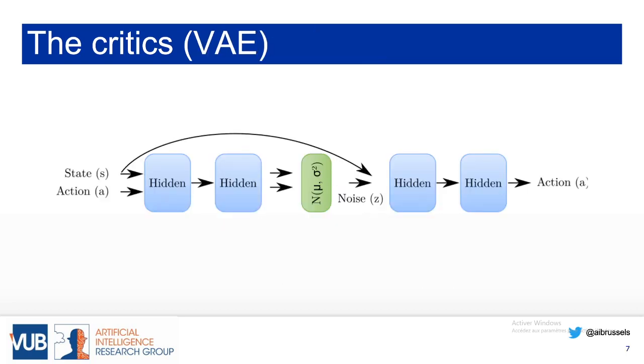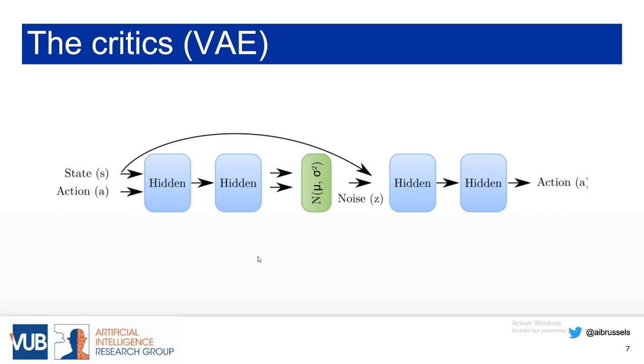So now when we want to move on to how to train the critic, I first need to very briefly introduce what is a variational autoencoder. Basically, a variational autoencoder is a neural network that is able to learn a distribution. In this case, the variational autoencoder has as input a state and an action and outputs an action. It's the same action. It's an autoencoder. It tries to recover the action.